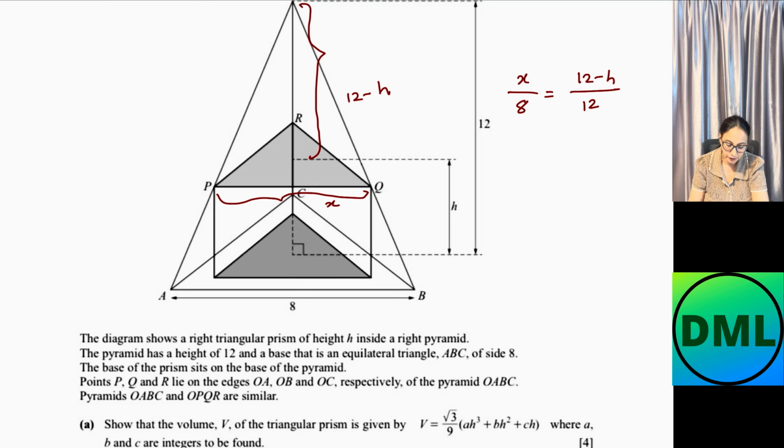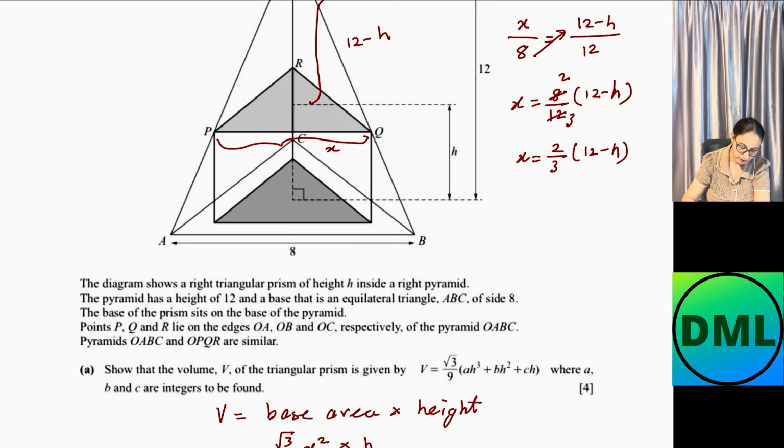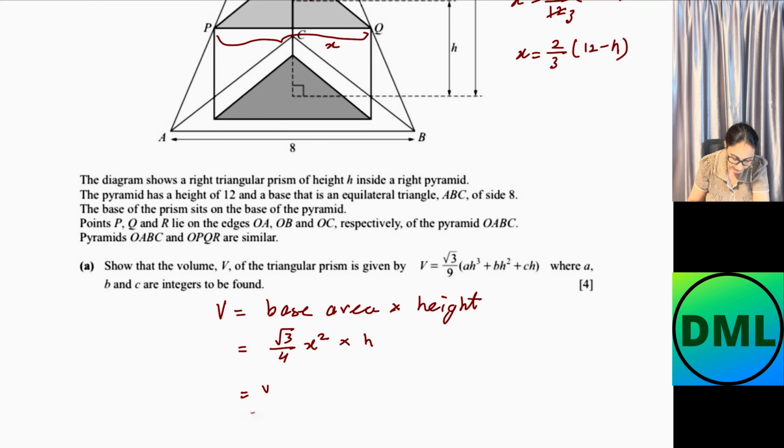Now let's find the value for x in terms of h. I need to multiply this on the right hand side. x will be written as 8 over 12 multiplied by 12 minus h. I can cancel 8 and 12 by 4: 4 2s are 8, 4 3s are 12. x is given as 2 by 3 of 12 minus h. Let's substitute this value for x in the volume, root 3 by 4 x square. X square is 2 by 3 bracket of 12 minus h, the whole square, multiplied by h.